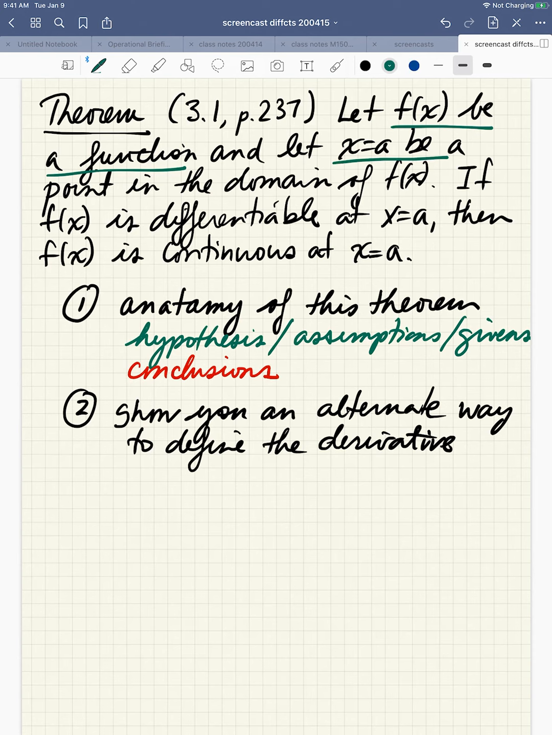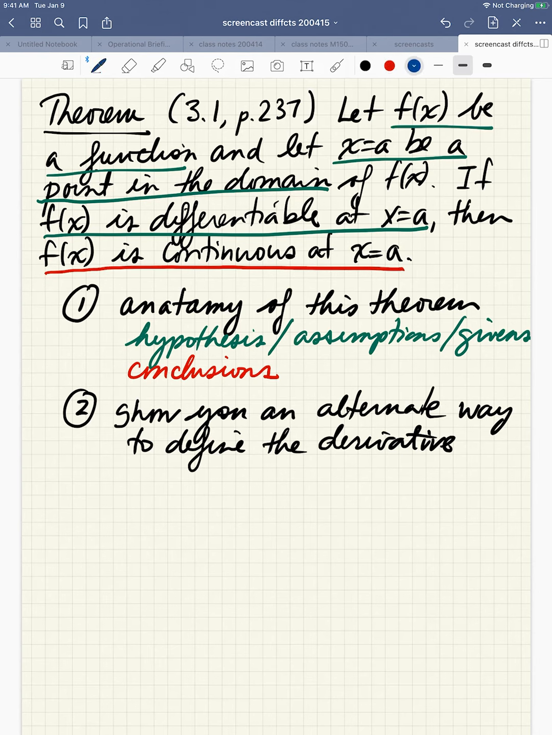The next thing that's given is x is a point in the domain of the function. And then the other thing that's given is that the function is differentiable at x equals a. So you can treat these as facts. You know that these are true. And you can use those truths and logic to deduce other things. So the conclusion in this theorem is that f of x is continuous at x equals a.